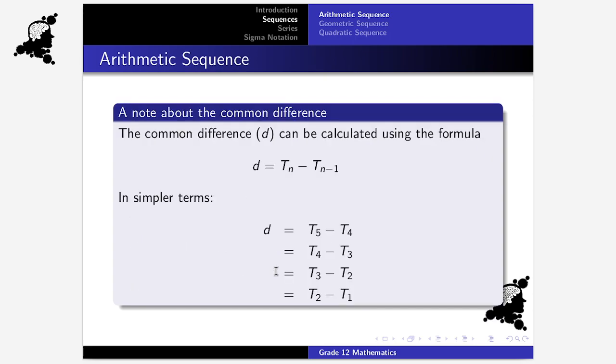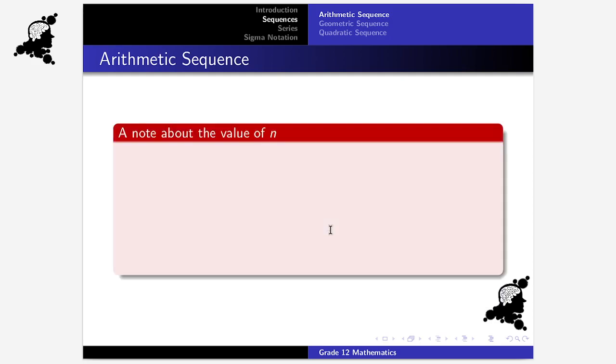Now, to get the common difference, we basically say T5 minus T4. That will give us the same answer as T4 minus T3, which should give us the same answer as T3 minus T2, which will give us the same thing as T2 minus T1. If for some reason T5 minus T4 is not the same as T4 minus T3, please take note that this would not count as an arithmetic sequence. It's not a linear sequence. For us to have a linear sequence, when I subtract consecutive terms, I must get the same answer, which is the common difference. Please take note of that.